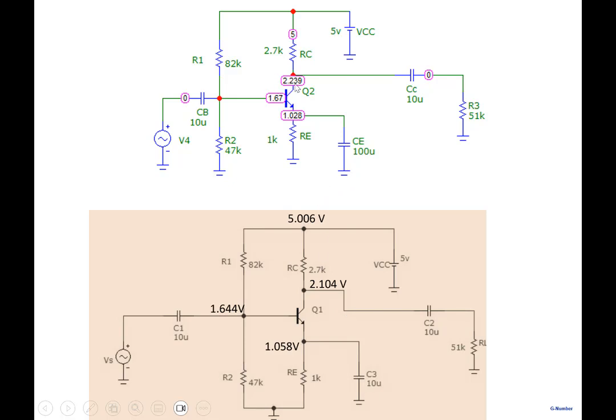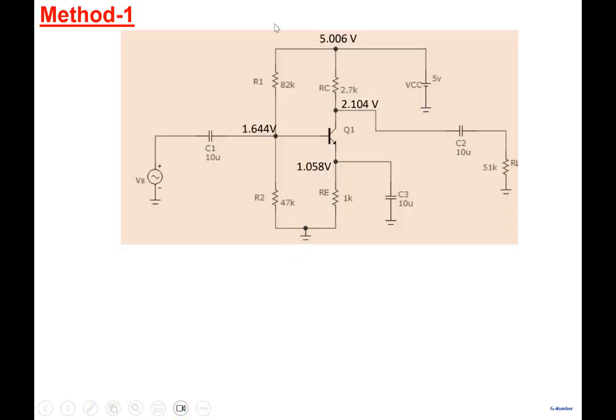Simulation was telling you 2.239, here is 2.104, here is 1.058, here is 1.028. And that we expect, differences we expect, because in simulation, beta is 200. Here, I don't know the value of beta. Beta could be 300, beta could be something else. The transistor here will obviously be a little different from the transistor that I've simulated. Beta may be different and other things also may be different.